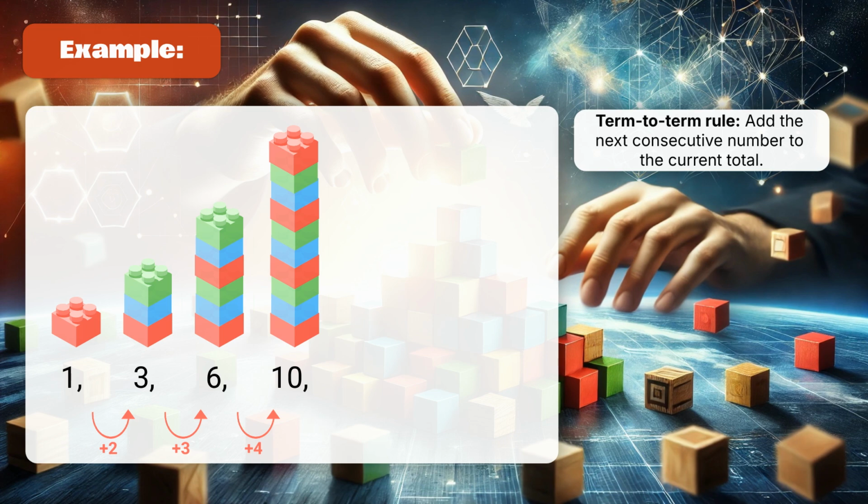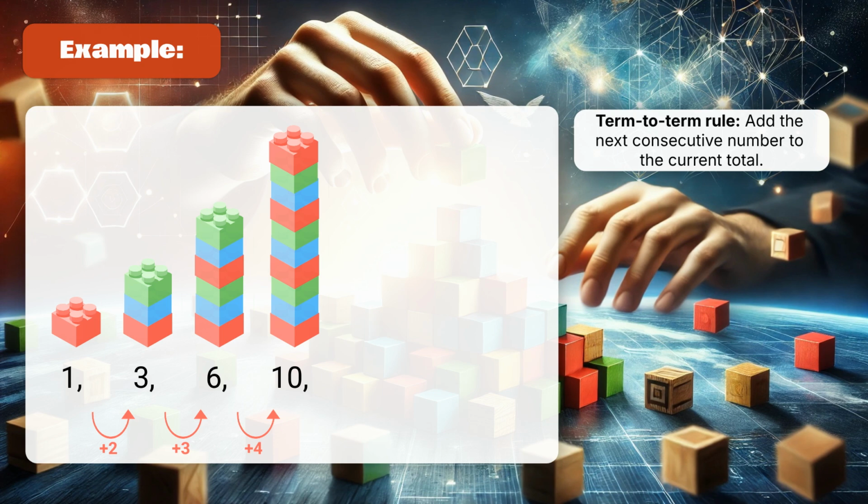So let's begin this process. Our first stack was 1 block. For the second stack, we added 2 blocks. So 1 plus 2, which makes 3. For the third stack, we added an extra 3 blocks to our second stack, so 3 plus 3 giving us 6. Then, for our fourth stack, you guessed it, we added 4 blocks to our third stack, so 6 plus 4 to get 10. As per our rule, we are adding the next consecutive number at each step.